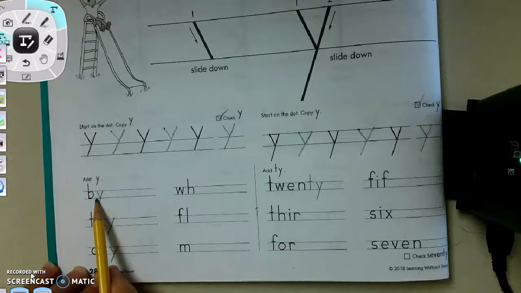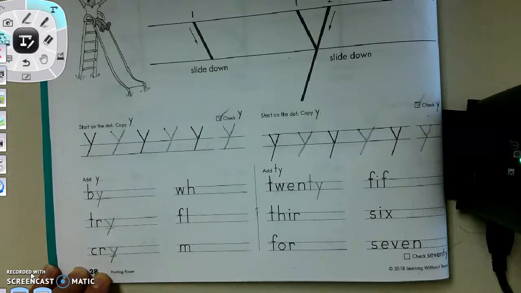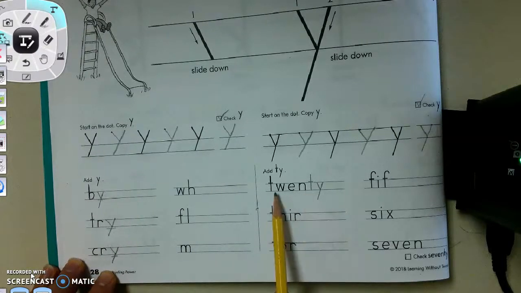What sound is the Y making in all these words? It's not ya. A lot of times, remember, Y can say I at the end of words, and it can also say E, like in the number words over here, 20, 30, 40. It has that E sound.